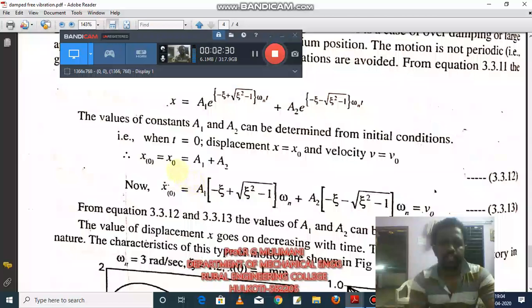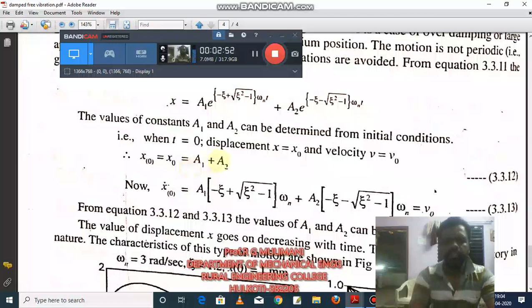So x0 is equal to a1 plus a2. As t is 0 here, 0 multiplied by this whole value is 0, and e raised to 0 is again 1, so you are left with a1 plus a2. Substituting t equal to 0 and x equal to x0, we have this equation.